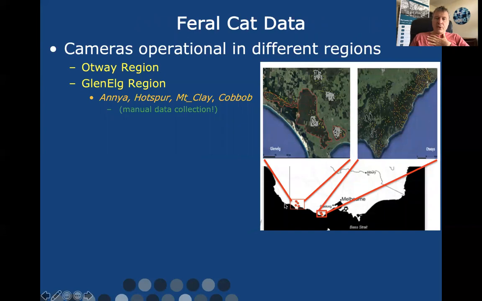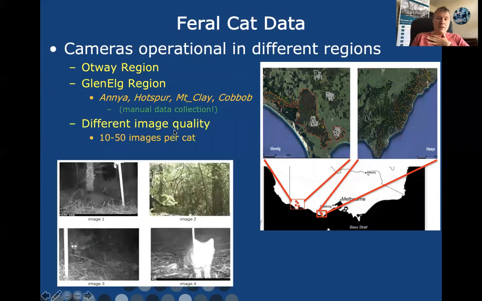The camera traps were located in the Otway region of Melbourne, which is south of Geelong, and in the Glenelg region in different forests. These little spots on the screen are the actual camera traps. There are hundreds of them available, and they are set up and they run. When the images are taken, someone will go out and collect the data manually.